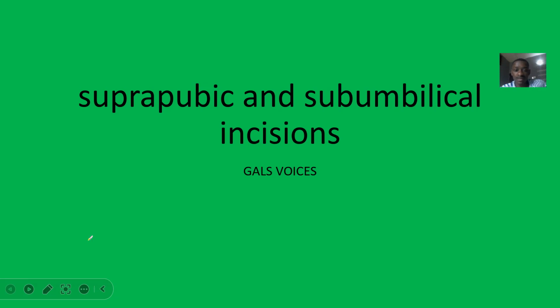Now up next, we are looking at two types of incision, which are basically used in the abdominal region when they want to do a surgery at the abdominal region. This is a suprapubic incision and the subumbilical incision. So we're now looking at how they actually do them and reasons why they will want to do them.